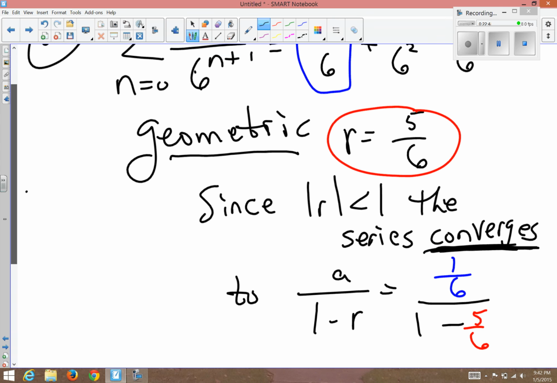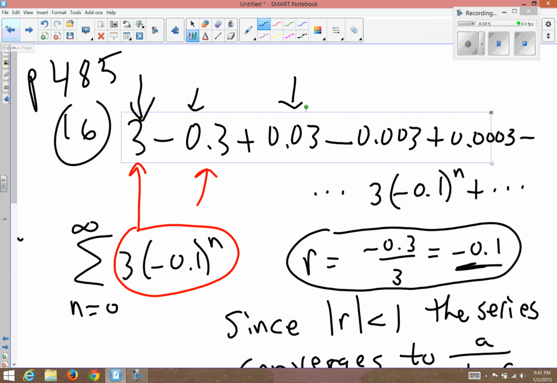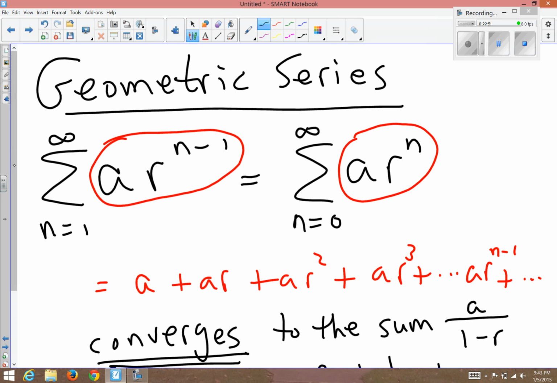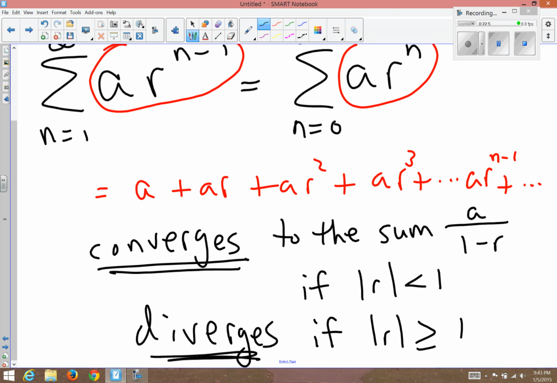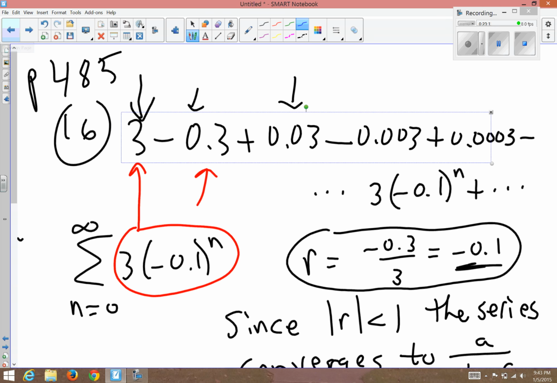Now just remember, you're going to say the series diverges if the series is geometric and the absolute value of r is 1 or more, meaning you cannot find its sum. It's impossible to find the sum. That's what we say when the absolute value of r is 1 or more.